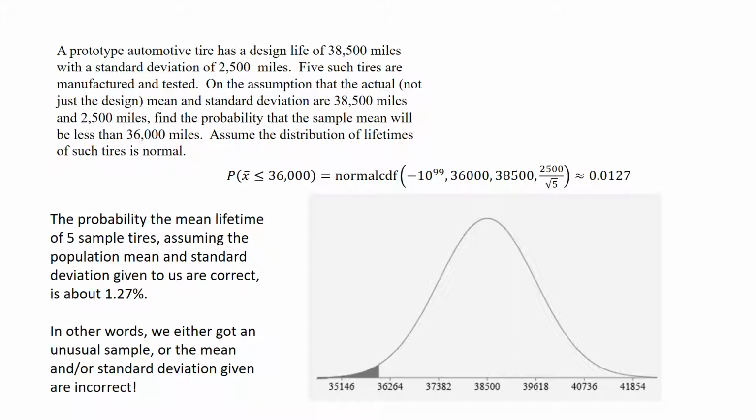So that means that the probability that the mean lifetime of 5 sample tires, if we assume that the population mean and standard deviation given to us are both correct, is about 1.27%. So what that tells us is that we either got a pretty unusual sample that only shows up just over 1 out of 100 times, or the mean or the standard deviation or both that are given to us are incorrect.